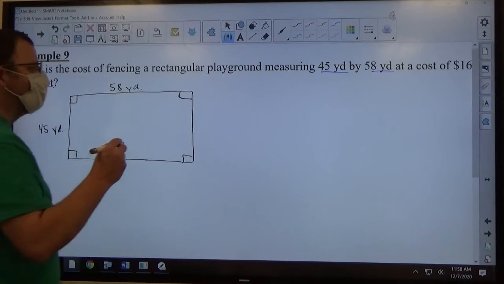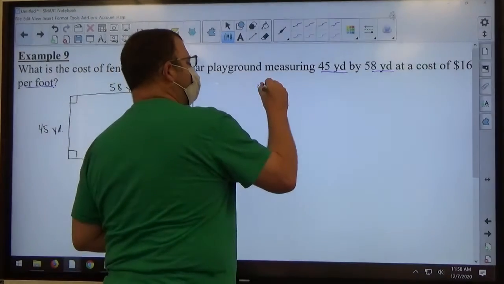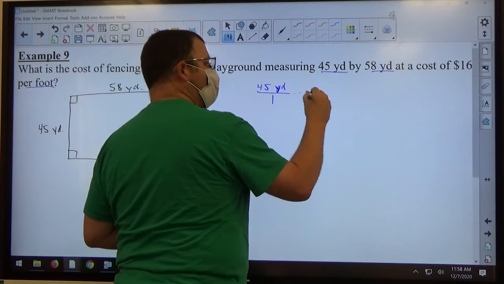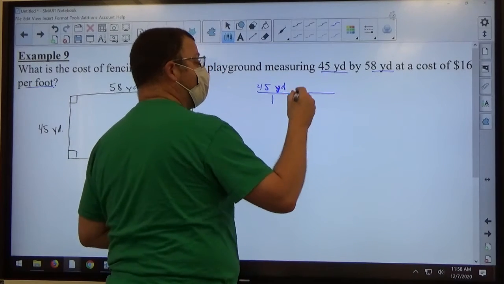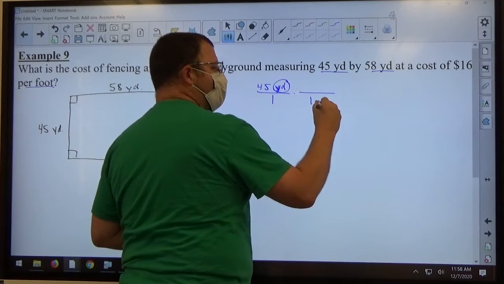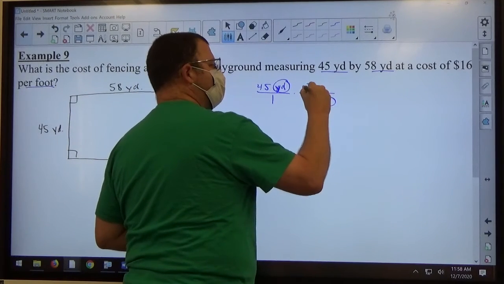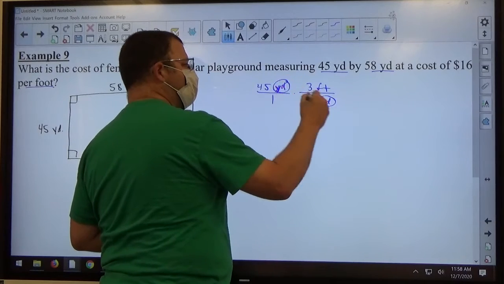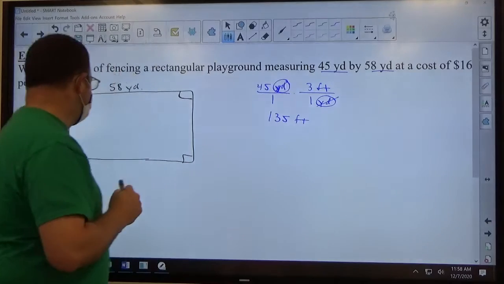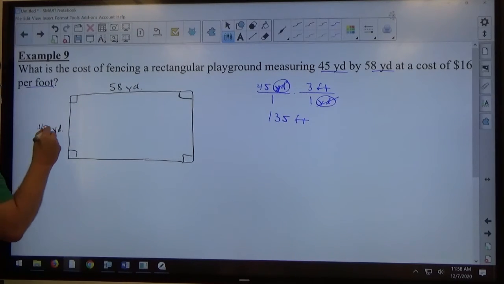So if I look at my units, I've got 45 yards. What's the relationship between yards and feet? 1 yard equals 3 feet, 3 feet equals 1 yard, right? So if I've got a unit of yards currently living in the numerator, I'm going to put 1 yard on the bottom for cancellation purposes and 3 feet in the numerator. Yards cancels yards, so I end up with 135 feet. That would be the length of this side. So 45 yards is what it is, but 135 feet is better because it has a proper unit to match the unit of cost.